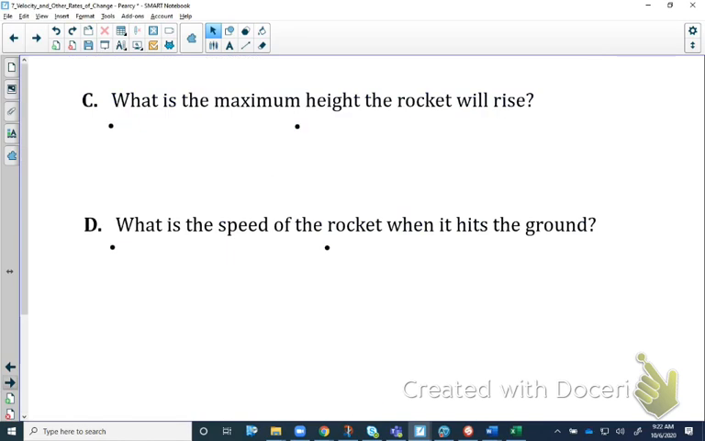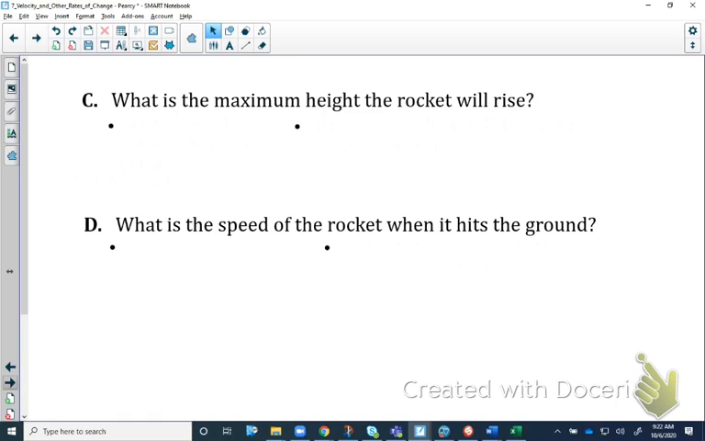The maximum height, this is very similar, going back to what we saw with the Neil Armstrong on the moon question. At this point, you should be able to pause the video and work out part C and part D on your own, and I encourage you strongly to do so.